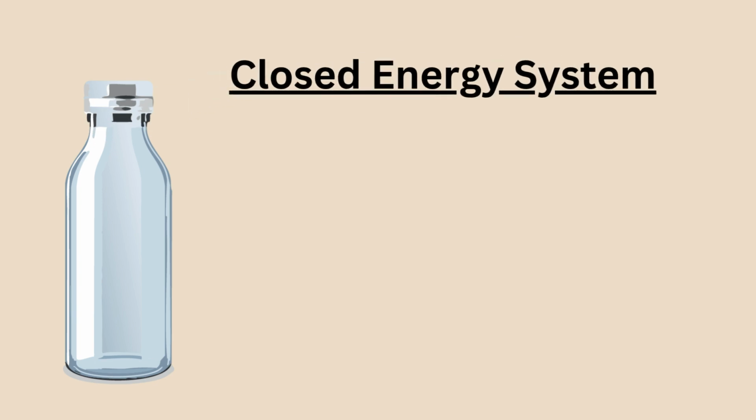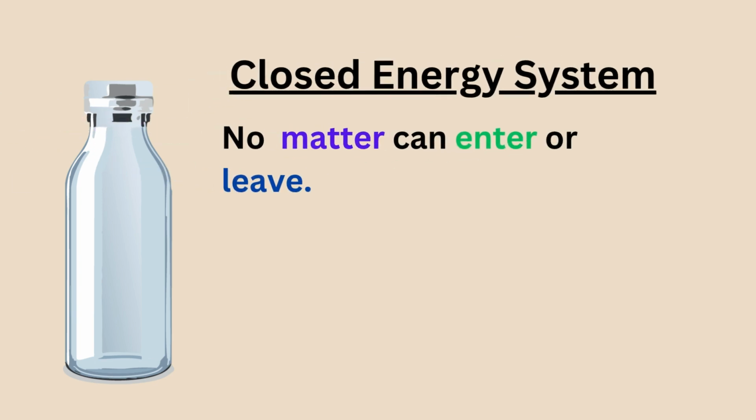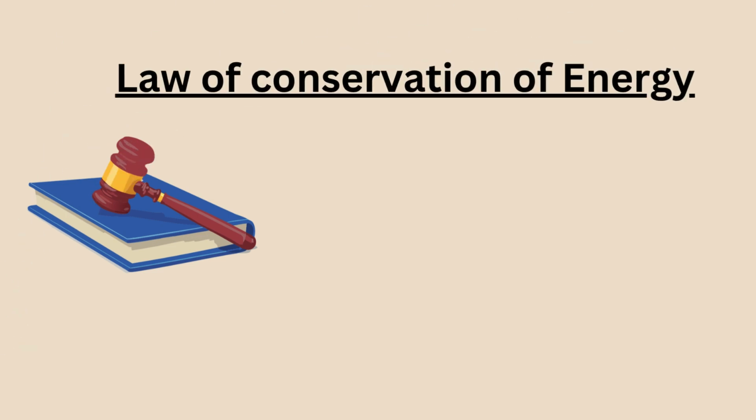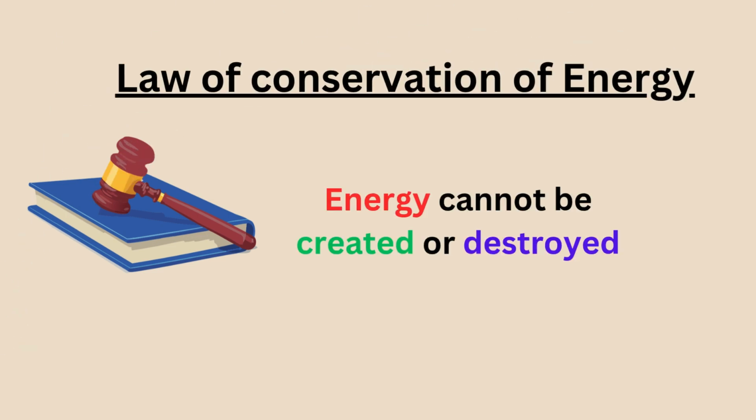In a closed energy system, no matter can enter or leave. So in this bottle, no substances can go in, no substances can go out. However, energy can be exchanged between the system, which would be the bottle, and the surroundings, which is around the bottle. The law of conservation of energy states that energy cannot be created or destroyed.